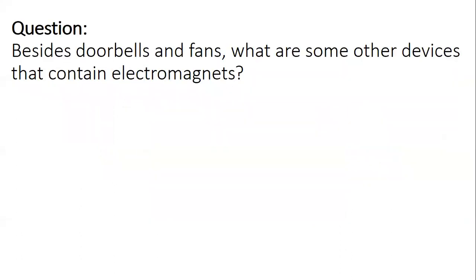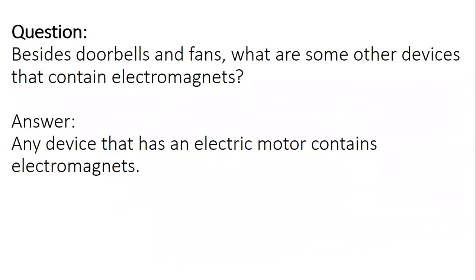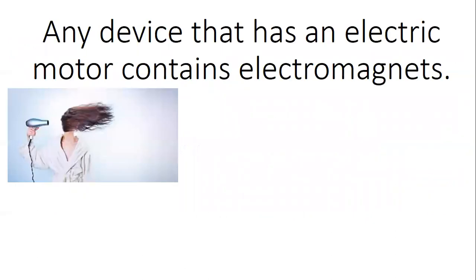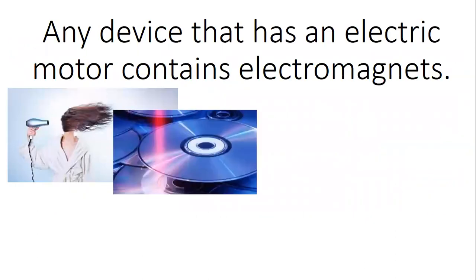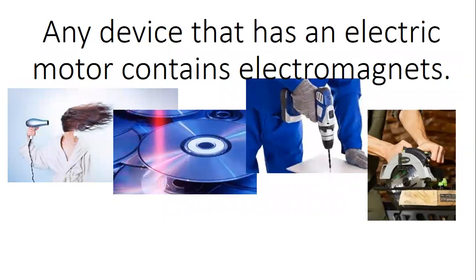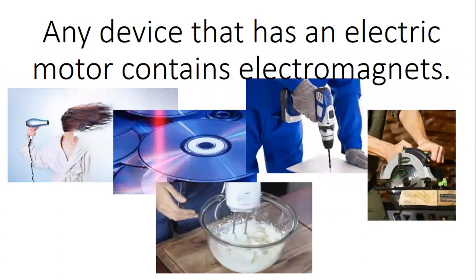So I have a question for you. Besides doorbells and fans, what are some other devices that contain electromagnets? Take a moment and think about it. The answer is any device that has an electric motor contains electromagnets. Some other examples include hair dryers, CD players, power drills, electric saws, and electric mixers.